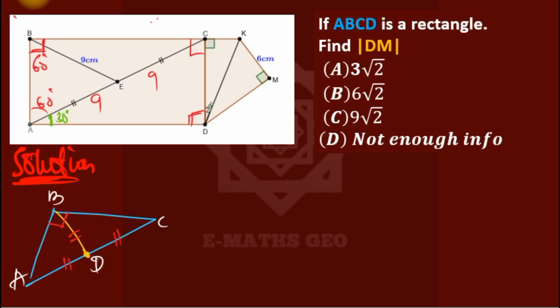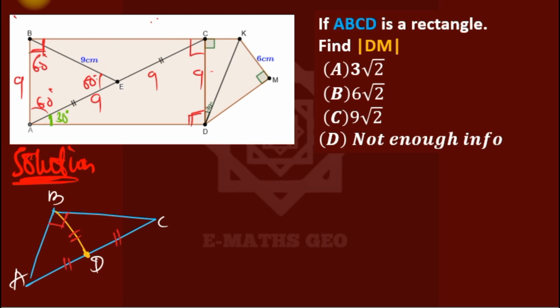So making this length to be 9, it's an equilateral triangle, a special type of isosceles. Since this is 9, this is 60, this should be 60, making it 180. So the total angle is 180, each of them is 60, making the sides to be the same, 9. And since here is 9, here is also 9. So CD is 9.